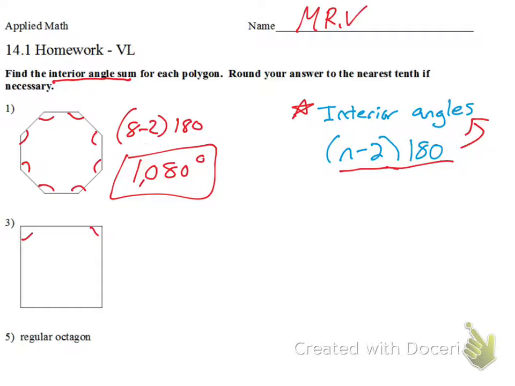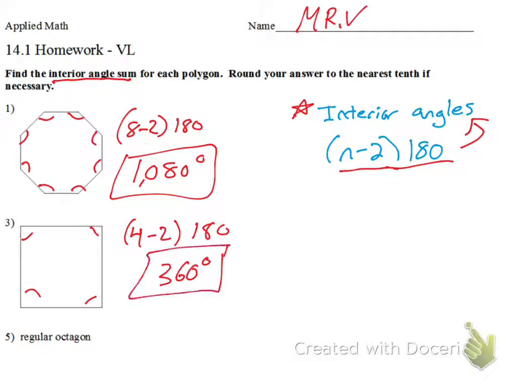For number 3, there's 4. So 4 is my n. So 4 minus 2 times 180 would just then be 2 times 180, which would then be 360. In an octagon, if you don't know, you can look up what an octagon is, but an octagon has 8 sides. So I'm going to do 8 minus 2 times 180. And that's going to be very similar to number 1.